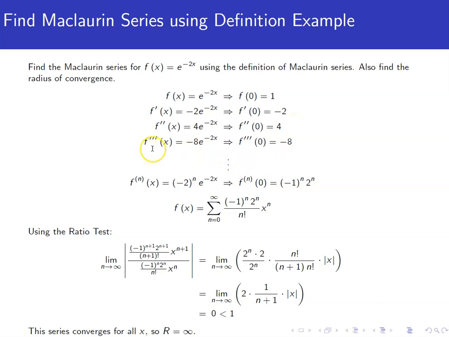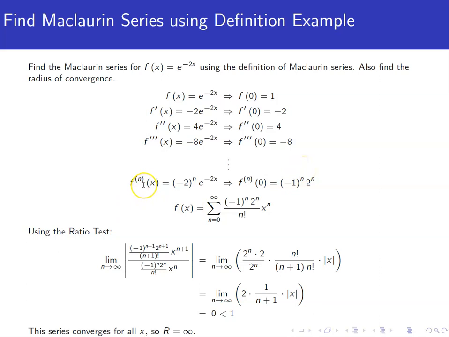Taking the third derivative, we get a negative 8 e to the negative 2x. Put in 0 for x, we get negative 8. All right, so what's going on? Notice that the sign is alternating each time. We've got a positive, negative, and it goes up by a factor of 2 each time.